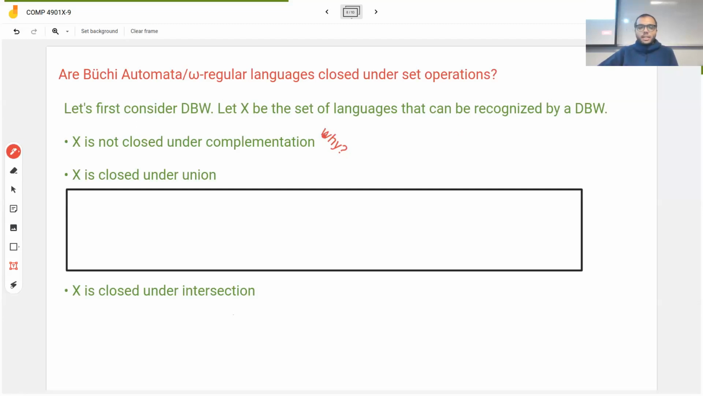Okay, so X is a set of languages. I put a language in X if I have a DBW for that language. Now, first I claim that X is not closed under complementation. So I cannot say that whenever a language L is in X, L complement is also in X.